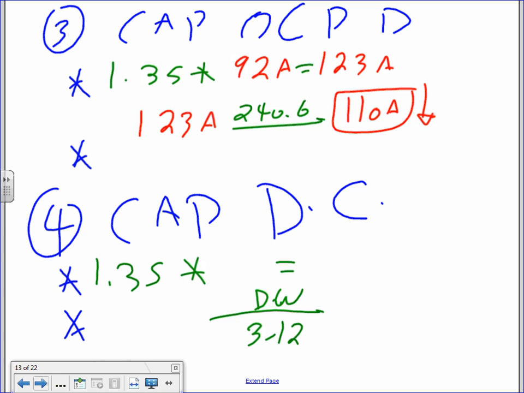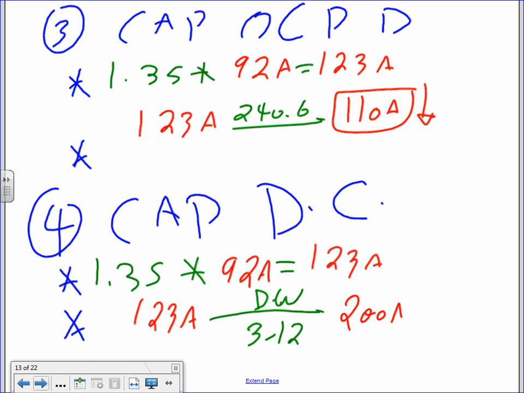Same thing for the disconnect, guys. 92 amps gets you 123 amps. Take the 123 amps to the table 3-12. That'll get you a 200 amp disconnect. So I have a 110 amp fuse with a disconnect of 200 to fit right into it. Piece of cake.